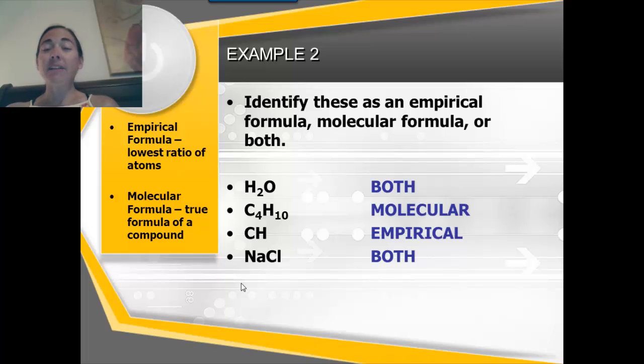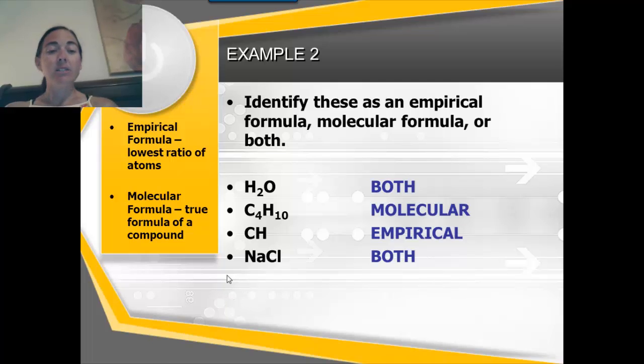And finally, the last one, NaCl. This represents both. NaCl is the true formula for sodium chloride, or table salt, but it can't be reduced any further than it already is, so this represents its empirical formula as well. So I hope that makes sense, being able to simply recognize by sight an empirical formula or a molecular formula.